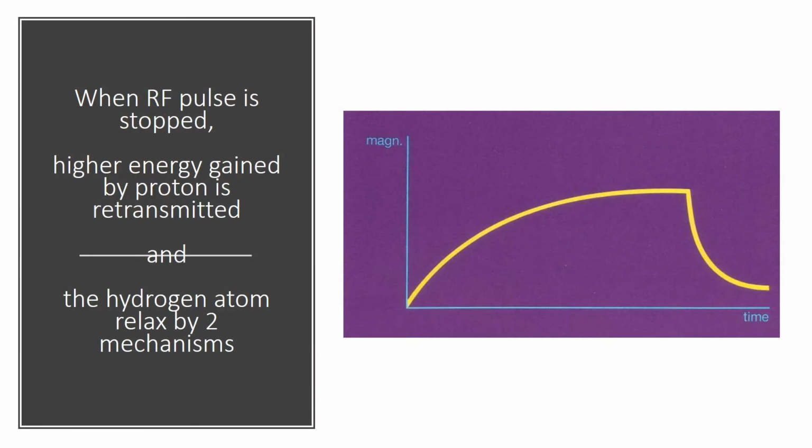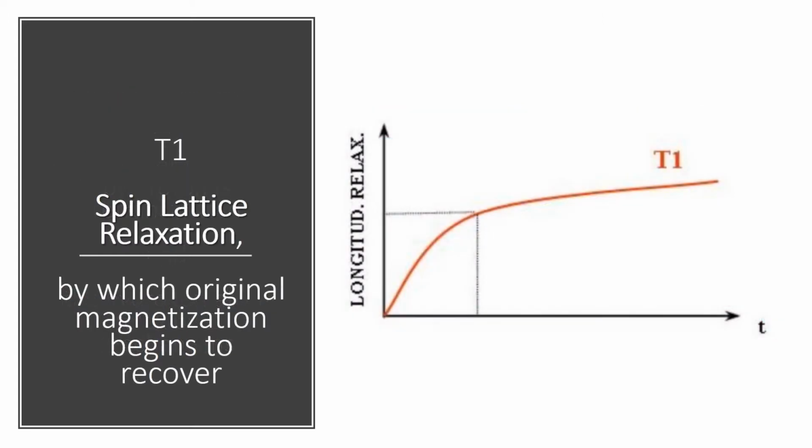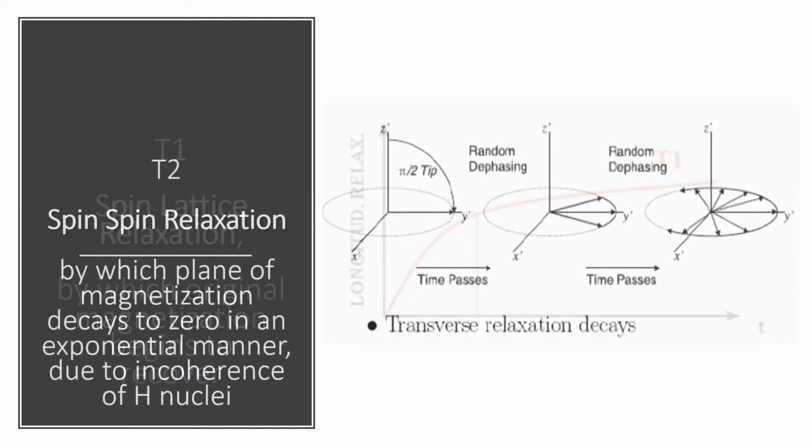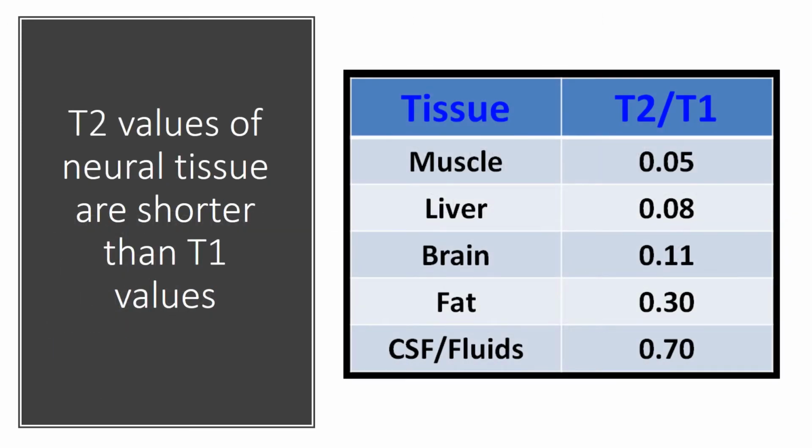When the RF pulse is stopped, higher energy gained by the proton is retransmitted and the hydrogen atom relaxes by two mechanisms. T1 or spin-lattice relaxation, by which original magnetization begins to recover. T2 relaxation or spin-spin relaxation, by which the plane of magnetization decays to zero in an exponential manner, due to incoherence of hydrogen nuclei. T2 values of neural tissue are shorter than T1 values.